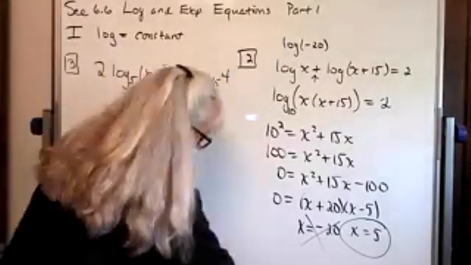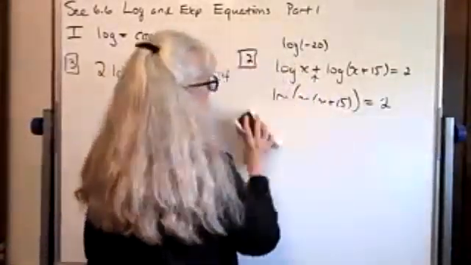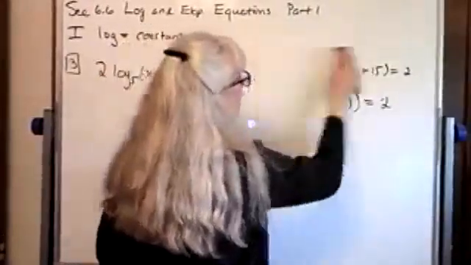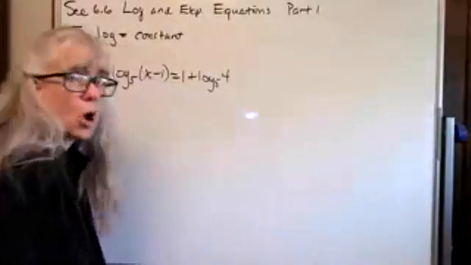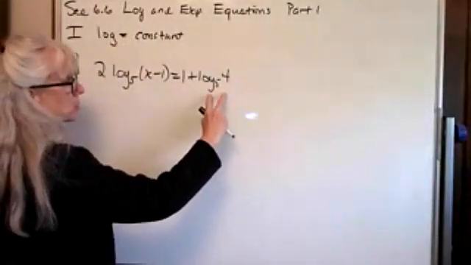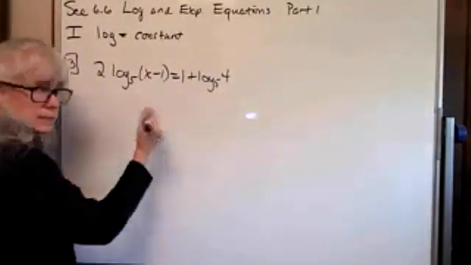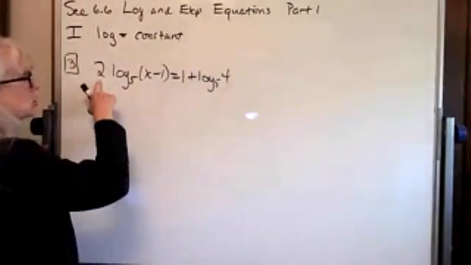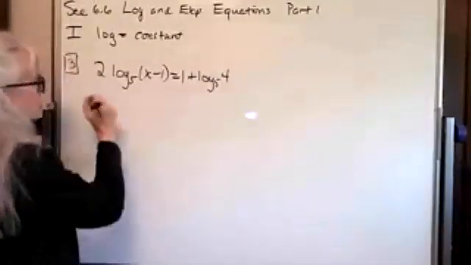And let me clear some more boards so it doesn't look all jumbled here. So again, I see one term that has no logarithm on it. It's just a constant. I need all the logs on the same side. So I'm going to go ahead and move this log base 5 of 4 over to the left side. The other thing I'm going to do in the same process is recognize that the 2 out in front can be brought inside as an exponent. And I do need to do that first.